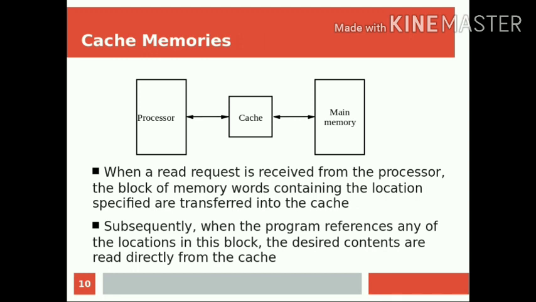So let us consider a simplified diagram of this cache memory system. This is our processor, this is main memory, and we have a cache memory in between the processor and main memory. We are considering only one level of cache here for simplicity. When a read request is received from the processor, the block of memory words containing the location specified is transferred into the cache. Subsequently, when the program references any of the locations in this block, the desired contents are read directly from the cache.